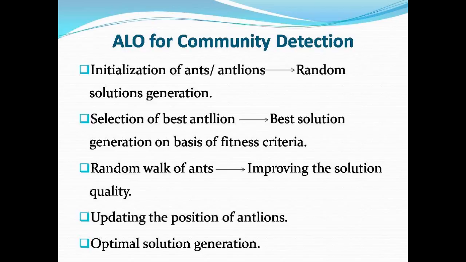The quality of the solution or antlion is improved through random walk. After random walk, if the new ants have higher fitness than antlions, then the antlions' new positions will become the positions of the ants. In each iteration, the antlion with highest fitness is substituted as the best antlion. The process is repeated until the optimal solution is obtained.